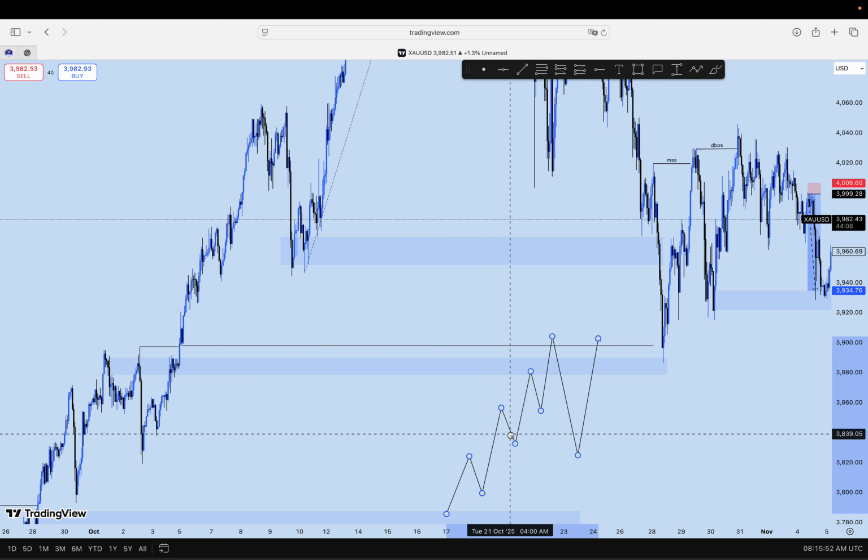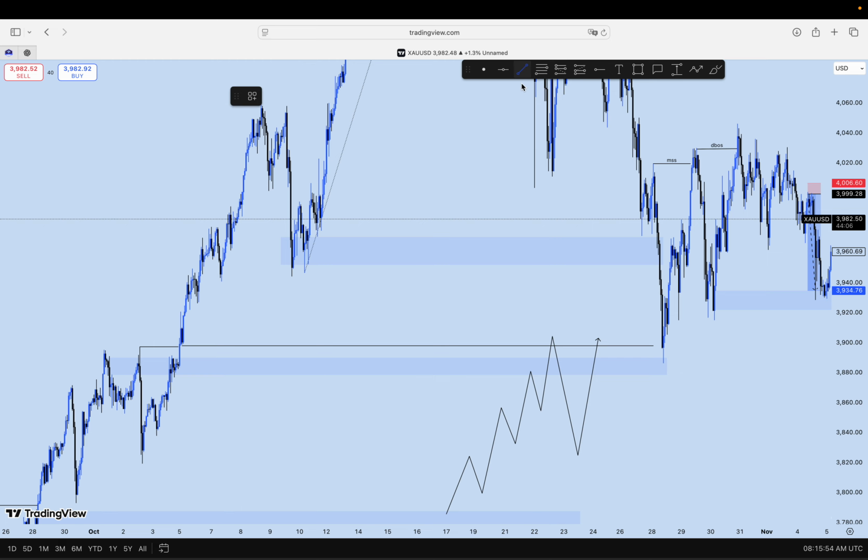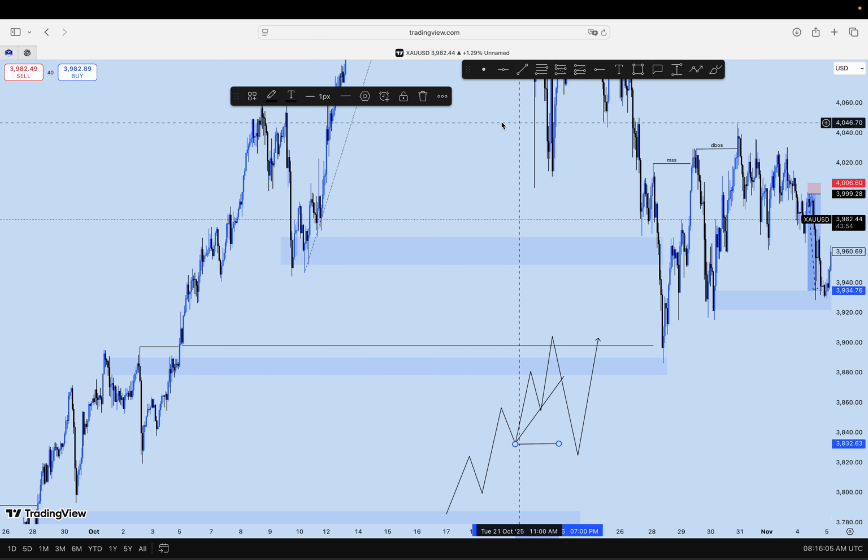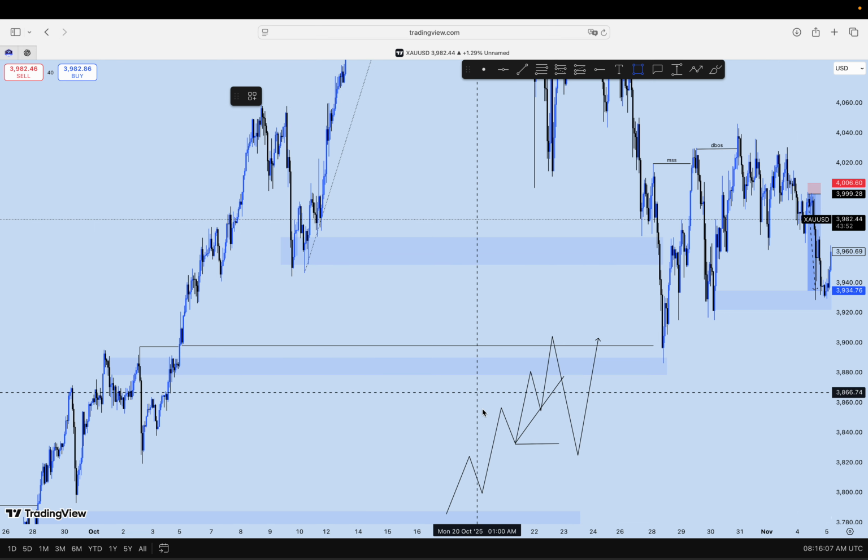This is the pattern I'm talking about. This is a trend line. This now becomes a trend line, and here becomes an inducement liquidity for this unmitigated breaker block.